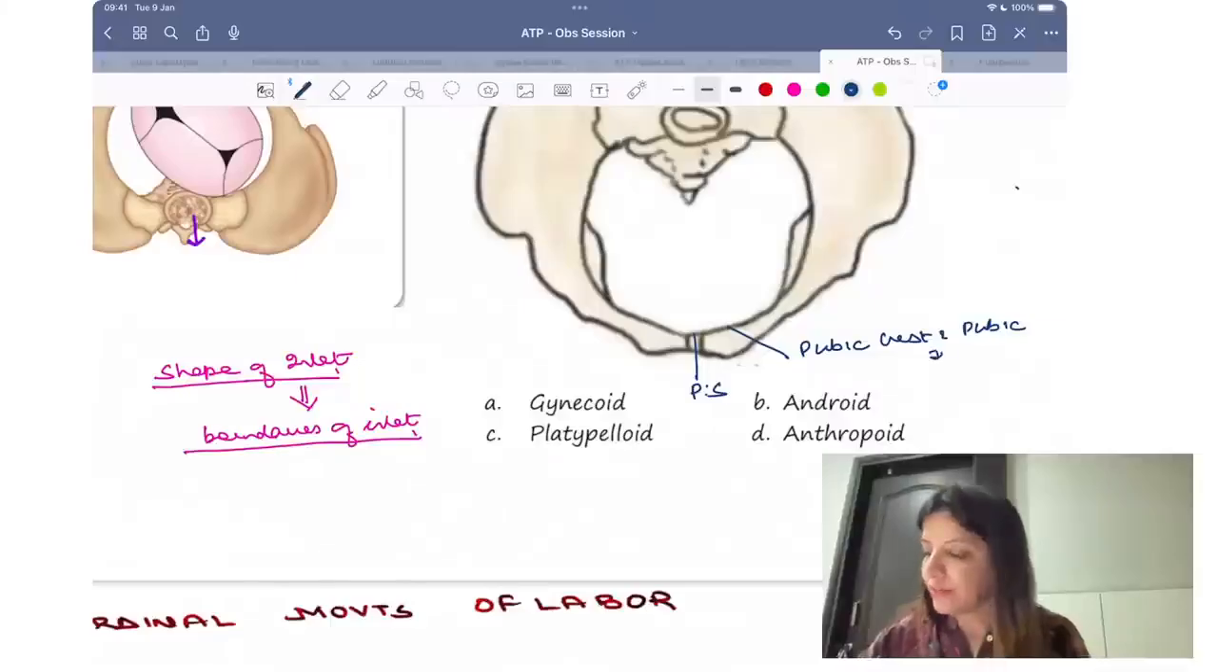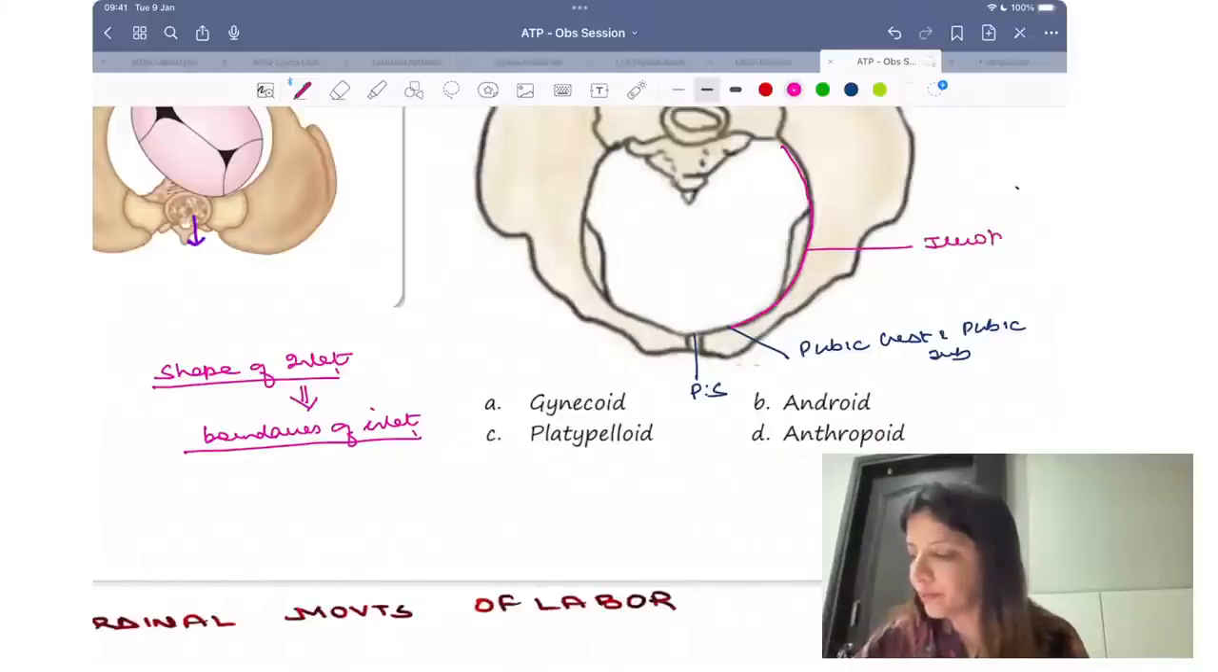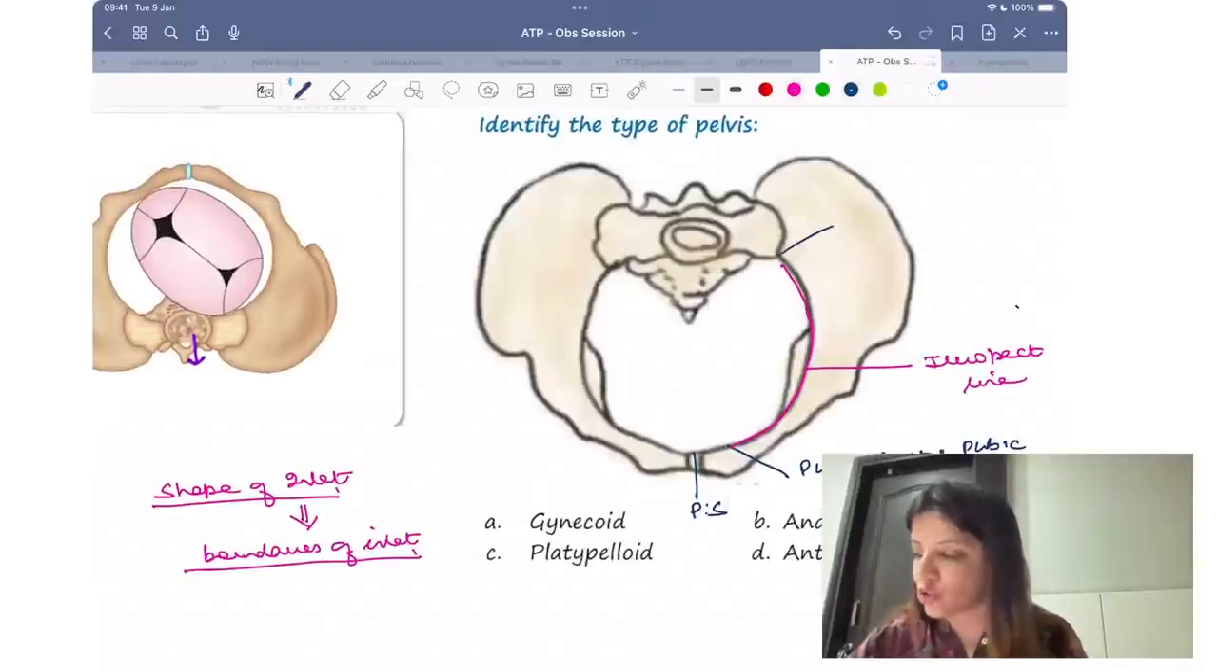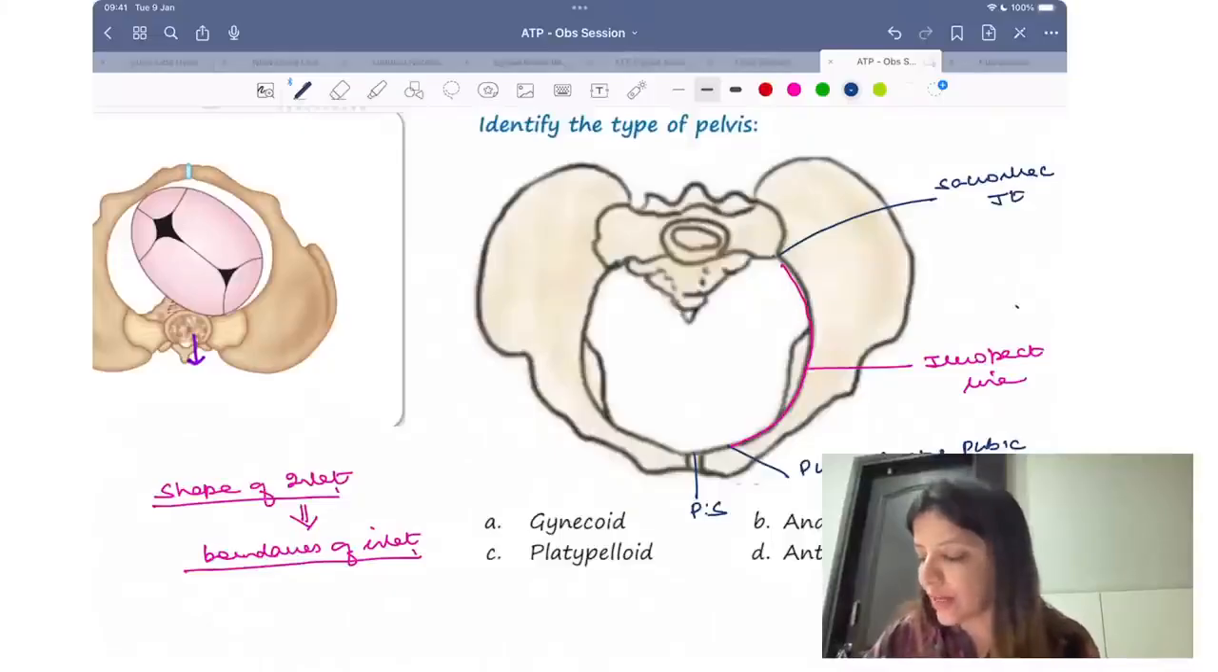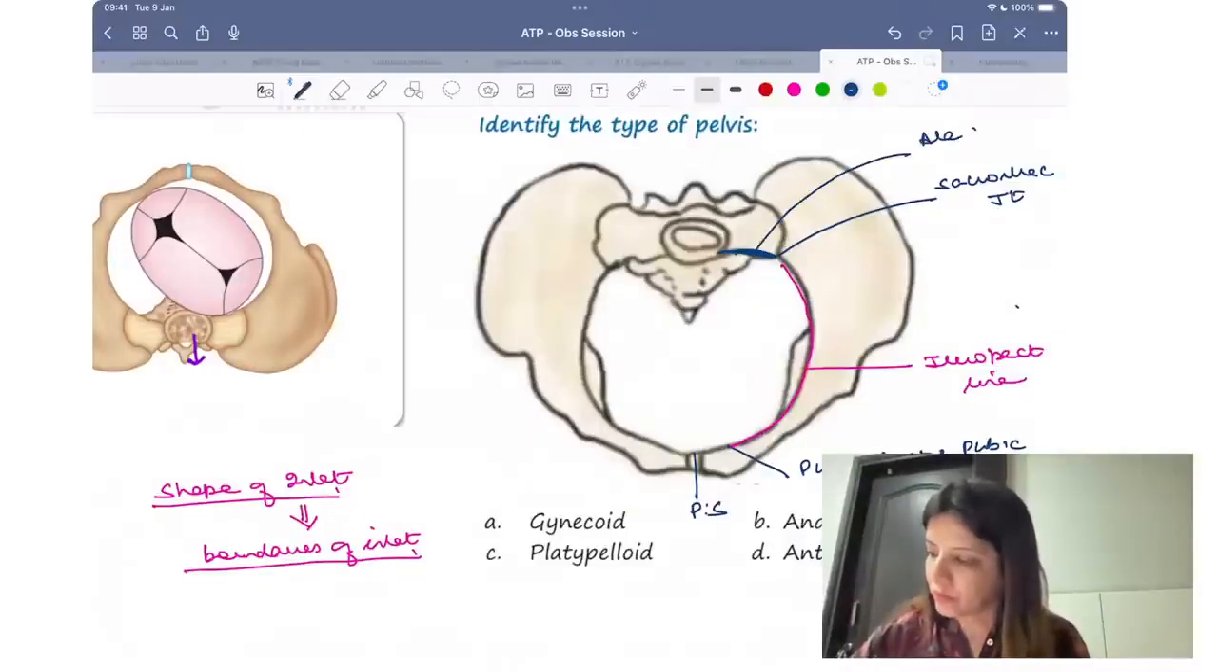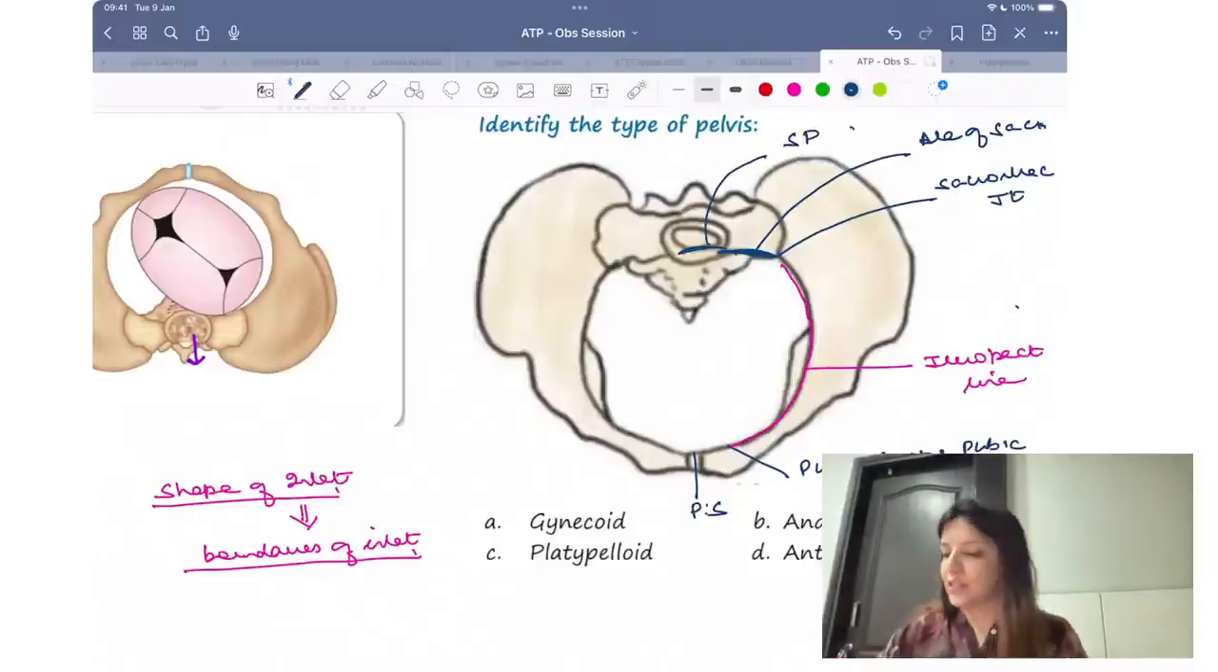Theek? Then you have this line over here. This line over here is called the iliopectineal line. Then you have sacroiliac joint. Right? Then you have ala of sacral bone. Right? And then you have sacral promontory. And इसी तरीके से from the other side I am going to come back. Right? So अब बताओ shape क्या बनी?